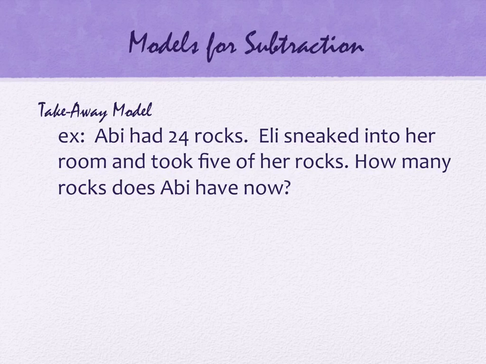Let me talk to you first about the 4 models for subtraction. The first one is the takeaway model. This is the model that people tend to think about when they say subtraction. If you ask a young child what is subtraction, they will often say it's taking something away. You have something, you're taking something away. So for example, Abby had 24 rocks. Eli sneaked into her room and took 5 of her rocks. How many rocks does Abby have now?